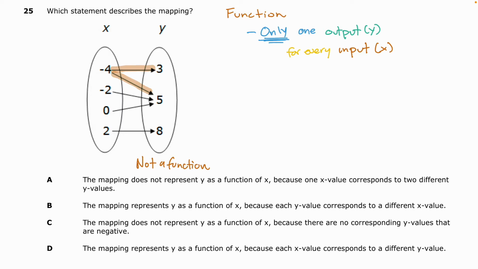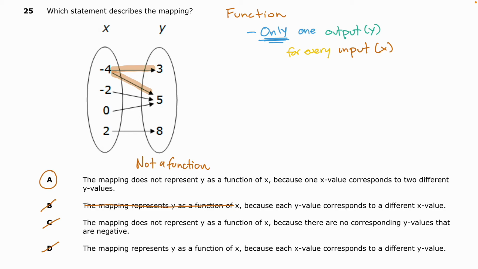If you take a look at the other options, B says the mapping represents y as a function of x. That is not true, so we can cross B out. D is also saying that the mapping represents y as a function, so it doesn't matter what the reasoning is, it's not true. C says the mapping does not represent y as a function because there are no corresponding y values that are negative. That is nonsense.